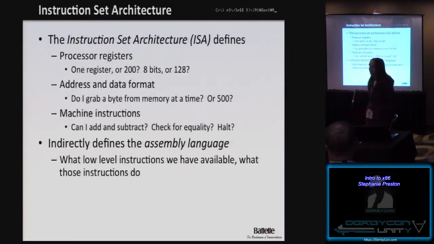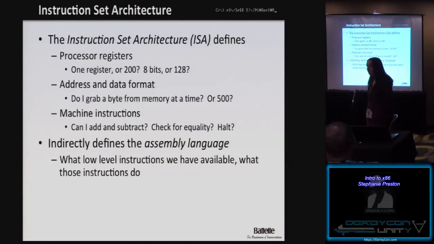So there's something called the instruction set architecture, an ISA. An ISA defines the processor registers that exist for that particular architecture. We're concentrating specifically on x86, so the x86 ISA would define what registers are available in x86. It would define the size of those registers. It would also define the address and data format.